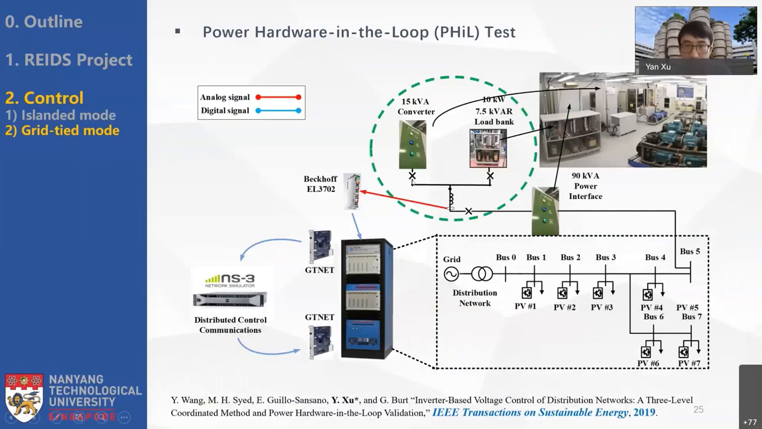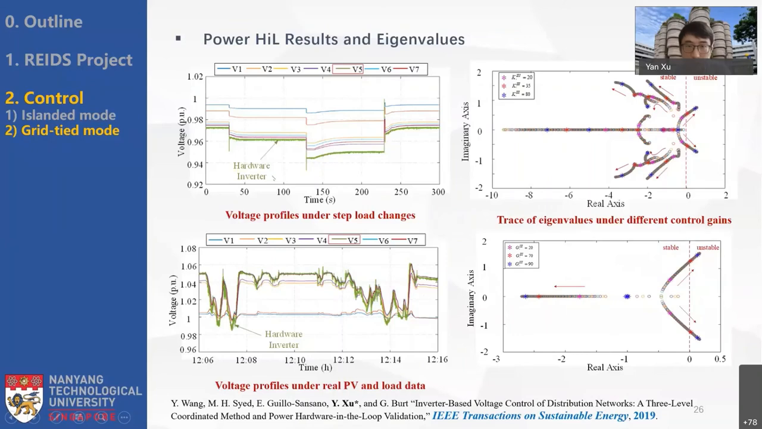As you can see, we have a 15 kilowatt converter to emulate the solar PV, and we have a 10 kilowatt load bank to emulate the loads. Both of them are interfaced by this 90 kilowatt power interface, and so we can do a power hardware-in-the-loop. And this is a voltage control profile. You can see they can be well managed within the threshold. We also studied the stability of the distributed controller. This is the eigenvalues.